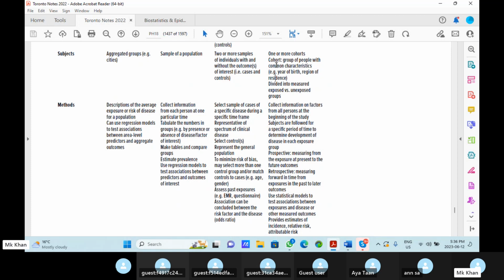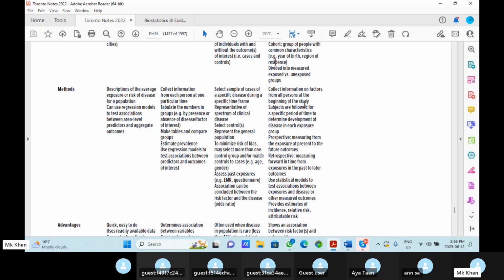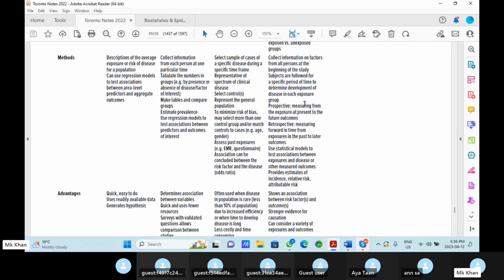One or more cohorts. Cohort is the group of people with common characteristics, year of birth, region. So basically we are dividing the cohorts according to their common characteristics, and then divide into measured exposed versus unexposed. So that's how we are making the cohorts, and collect information on factors from all persons at the beginning of the study.